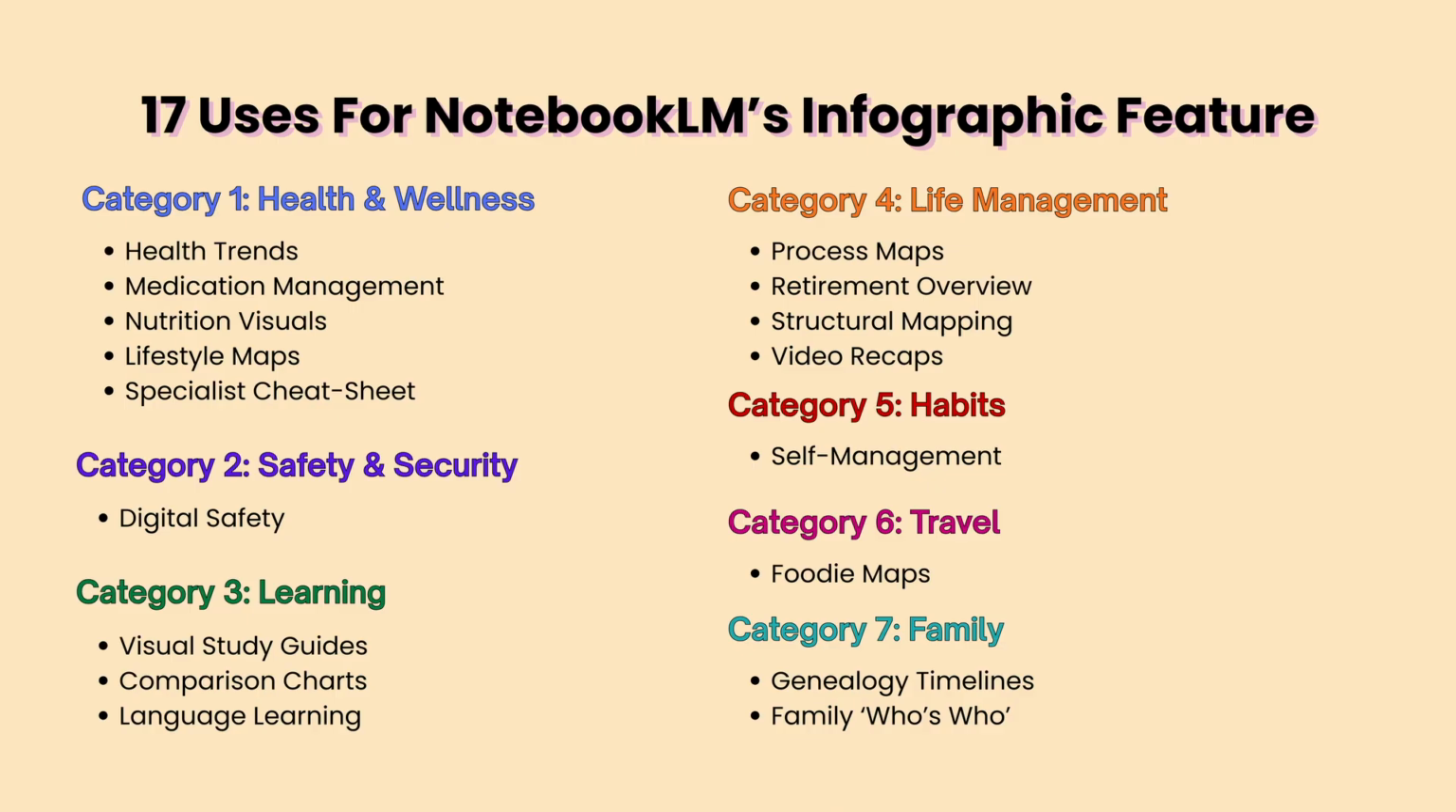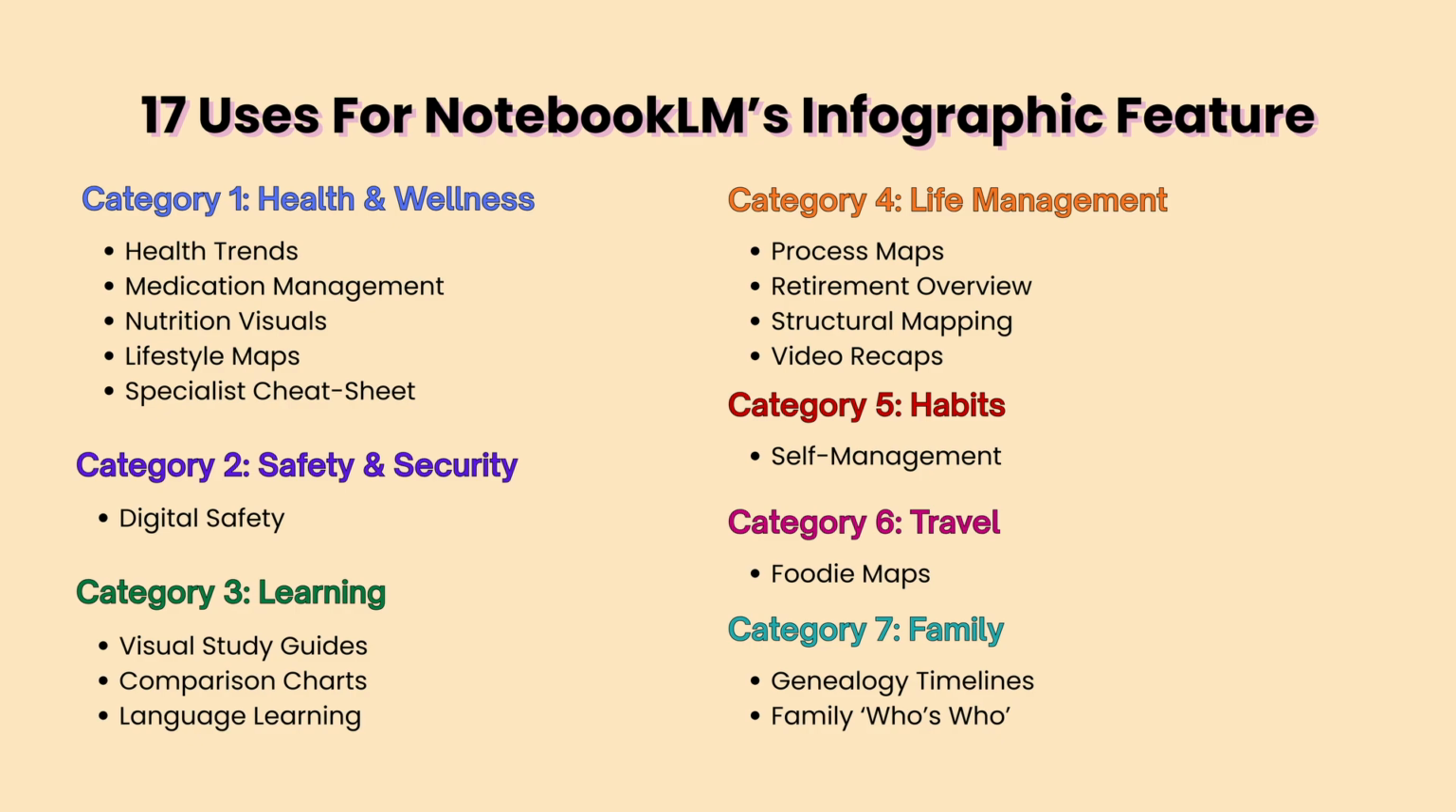Category 2, safety and security. Digital safety. Build scam red flag posters to protect you from suspicious texts. Category 3, learning. Visual study guides. Organize glossaries and common mistake posters for any subject. Comparison charts. Build Tool A versus Tool B grids for tech or product shopping. Language learning. Make Spanish survival phrase maps for quick review.